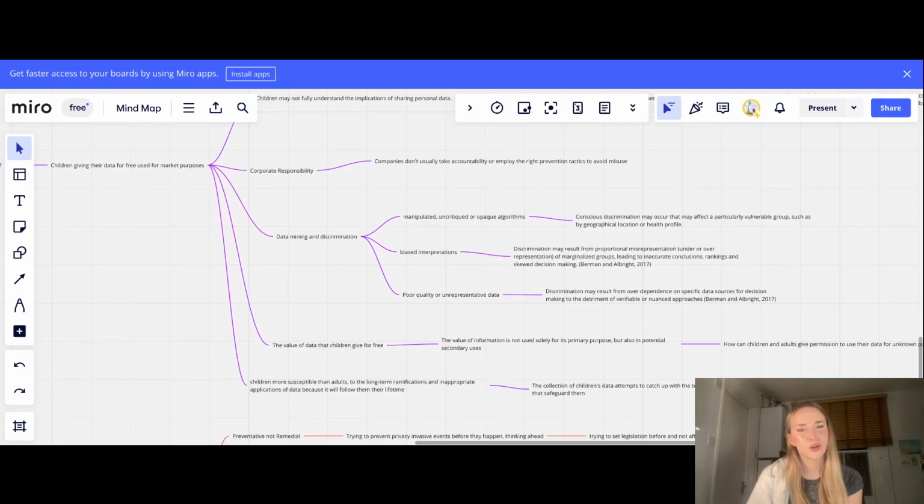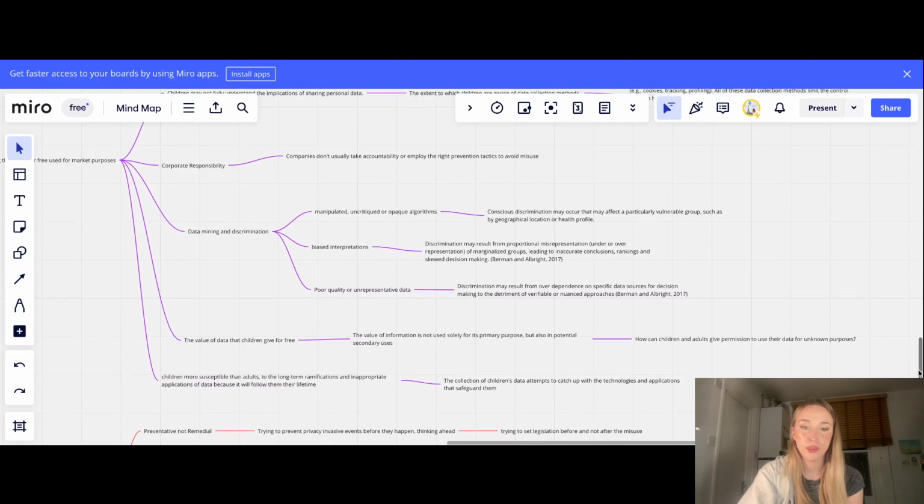Corporate responsibility. So companies don't usually take accountability or employ the right prevention tactics to avoid misuse. Another important thing is data mining and discrimination. Manipulated, uncritiqued, or opaque algorithms can create conscious discrimination that can affect particularly vulnerable groups, such as by geographical location or health profile.